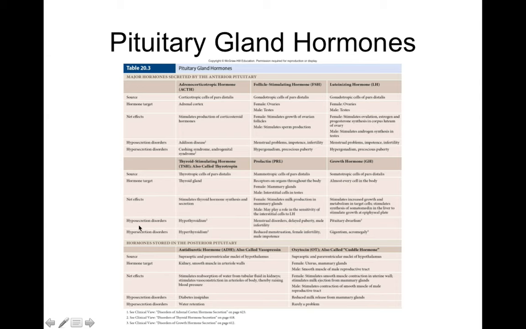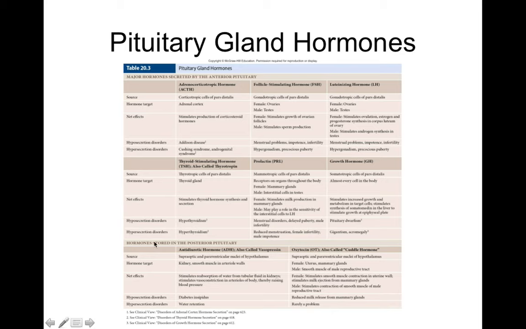Now, if you have a hyposecretion of thyroid stimulating hormone, then you'll have hypothyroidism, or basically just low thyroid hormone levels. Or if you have a hypersecretion of thyroid stimulating hormone, that can lead to hyperthyroidism, which is basically too high of thyroid hormone levels.